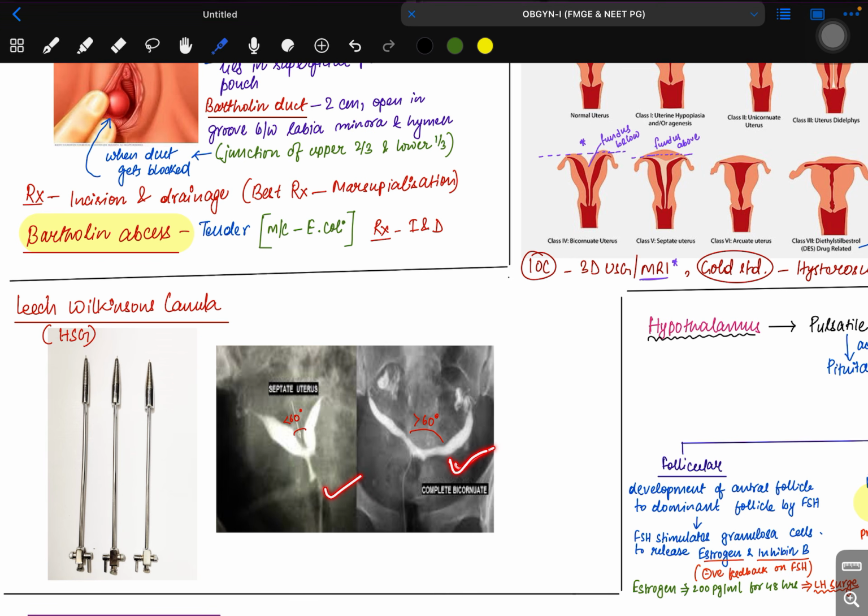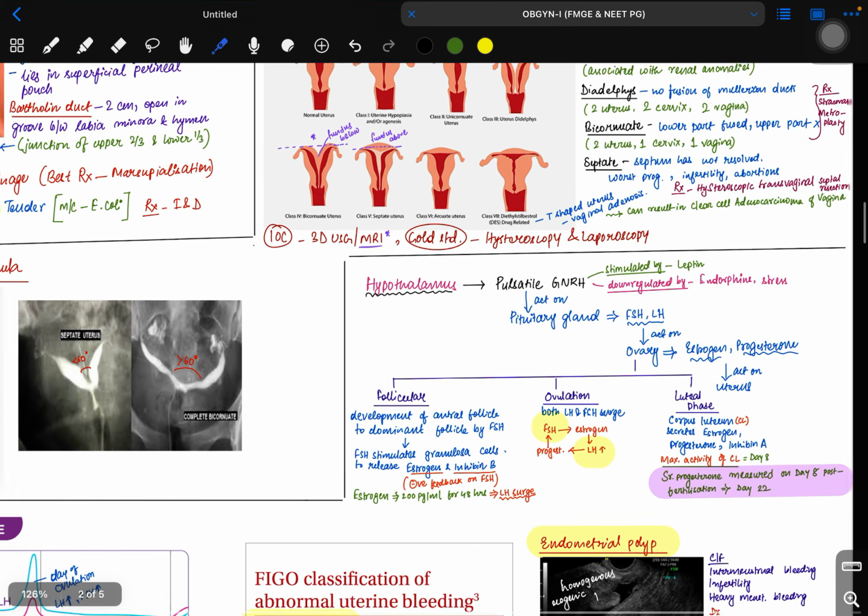So, in the HSG, how will you understand which one is septate, which one is bicornuate? The angle between the two tubes, here you can find it is less than 60 degrees, right? So, if it is less than 60 degrees, it is septate. If it is more than 60 degrees, then it is a complete bicornuate uterus.